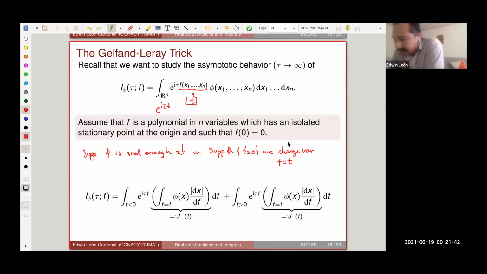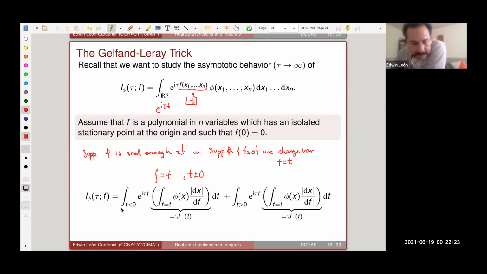Okay, and this is okay because this change of variables is guaranteed by the implicit function theorem. So this trick amounts to using this change of variables. Remember that t is different from 0. And then what we are left with is something very strange here, something that I'm going to denote by this function j of t.